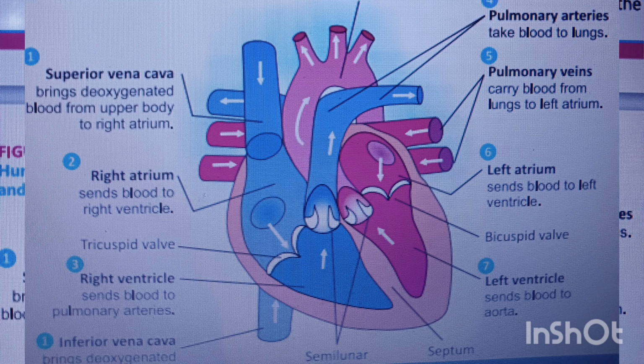Next, student question is, describe the functions of the components of blood. You have to describe the functions of the blood's components. Yes, students.